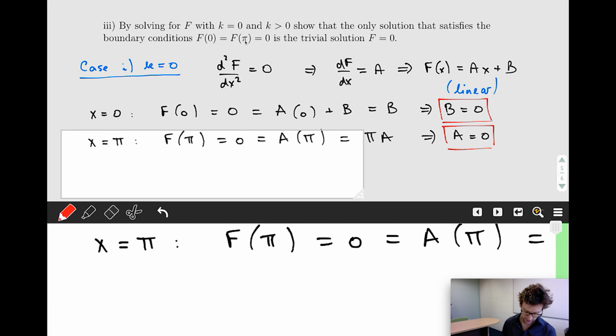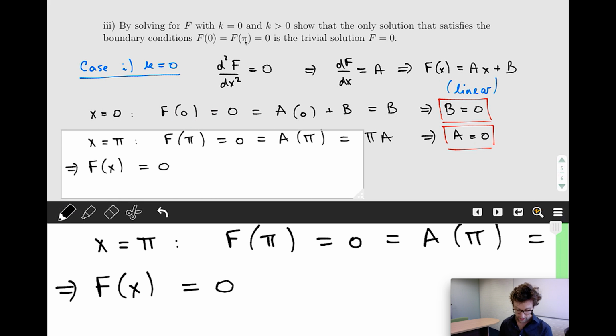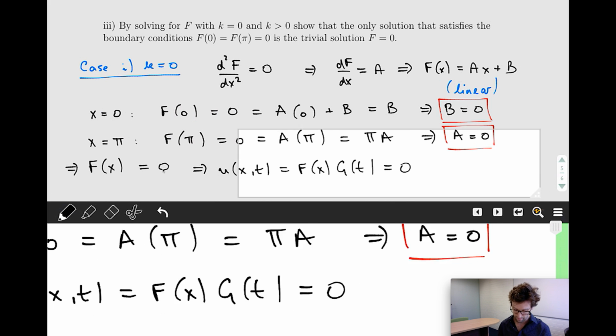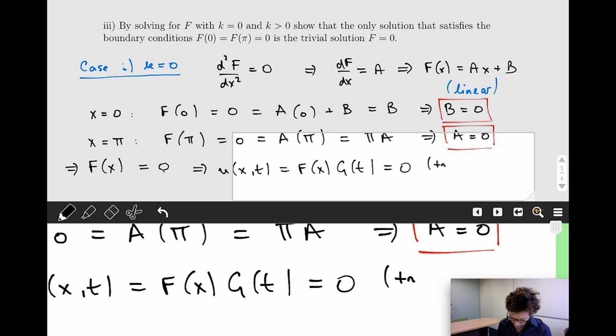So what we found here is that the only form of the solution when k is equal to 0 that satisfies the boundary conditions is f of x is equal to 0. So if f of x was equal to 0, it would imply that u of x and t, which is f of x times g of t, is also equal to 0. So our solution is 0 for all space and all time. We're going to call this the trivial solution. It's going to come up a few times.